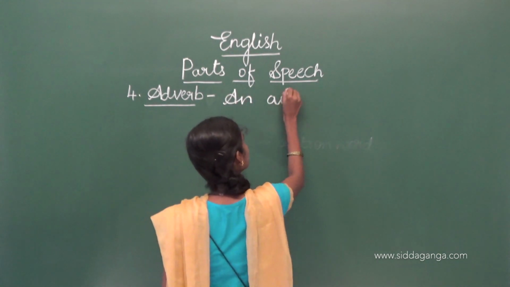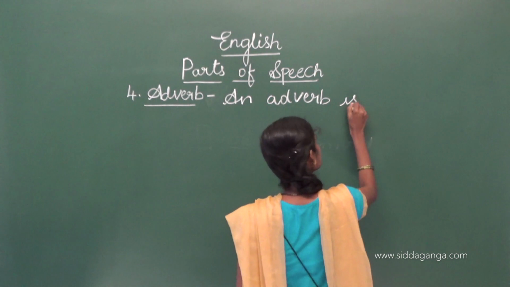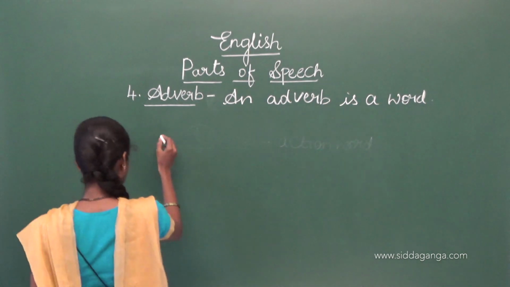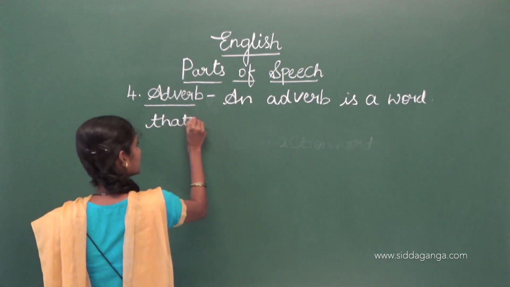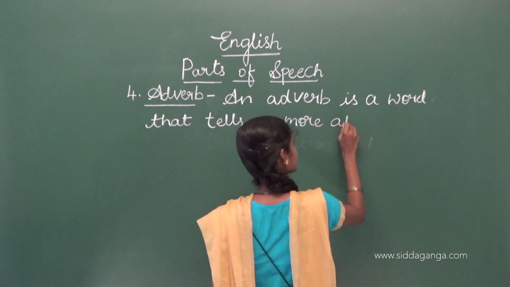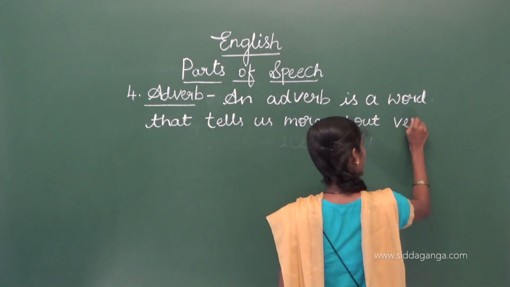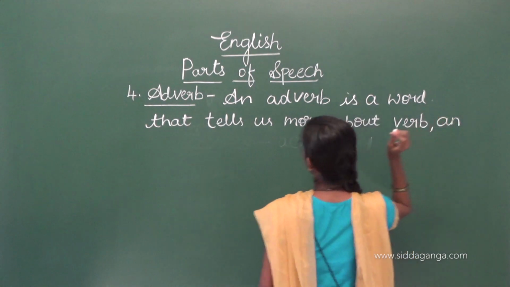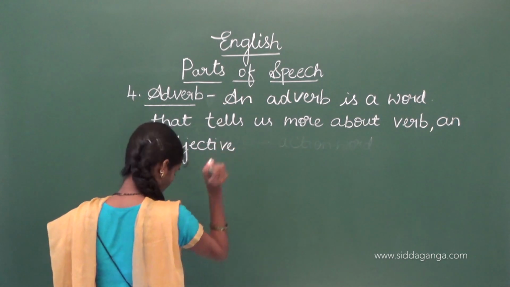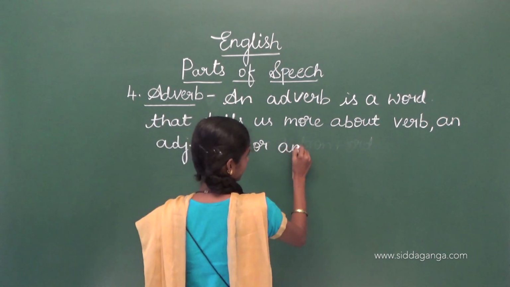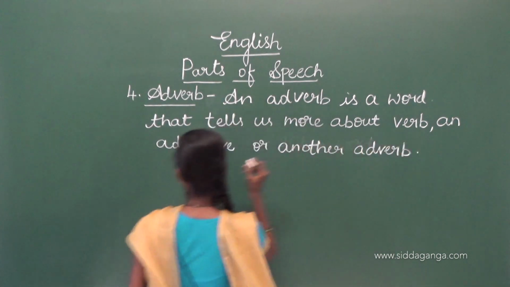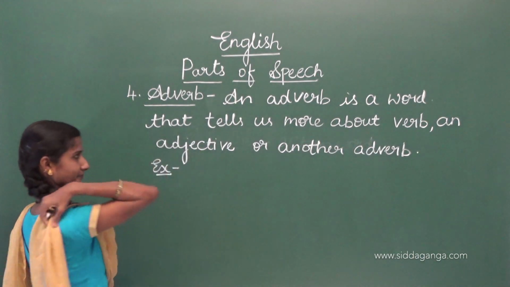An adverb is a word. An adverb is a word that tells us more about verb and adjective or another adverb. Okay, so I will write here one example. Some examples I will write here.